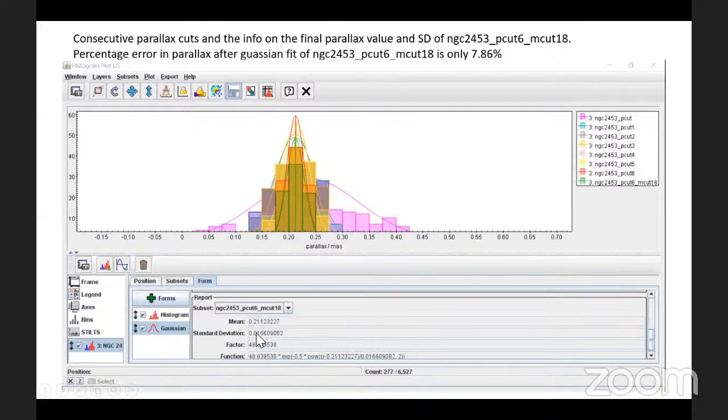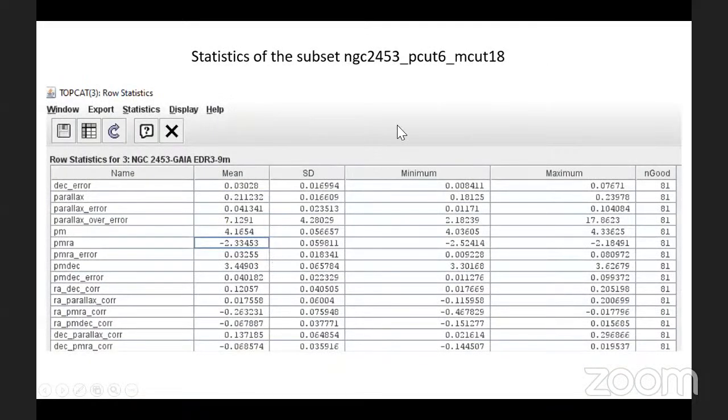The standard deviation has now reduced to only 0.016, which is only a 7.86% standard deviation of the mean parallax. This is less than 10%. Going ahead, these are the statistics of the subset, where I have pointed out the main statistics. We will calculate the percentage errors later. For parallax and parallax errors, the standard deviation is much less. For PMRA, the standard deviation is again much less. For PMDec, the standard deviation is again much less.